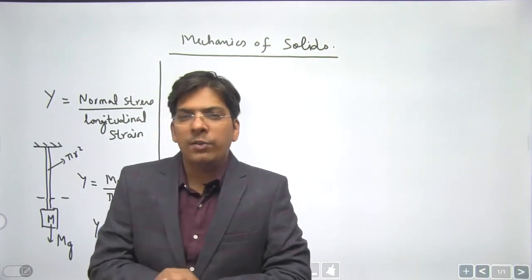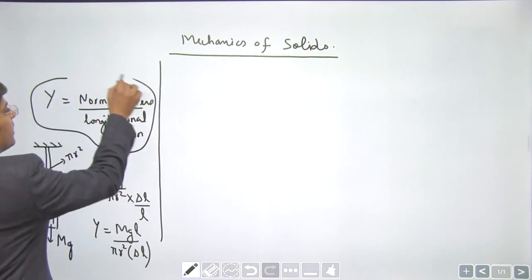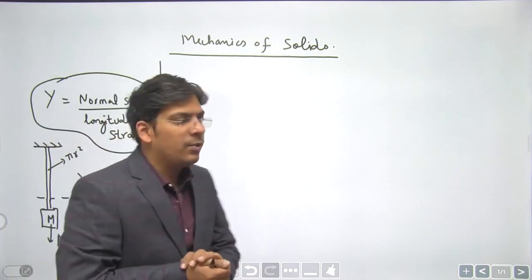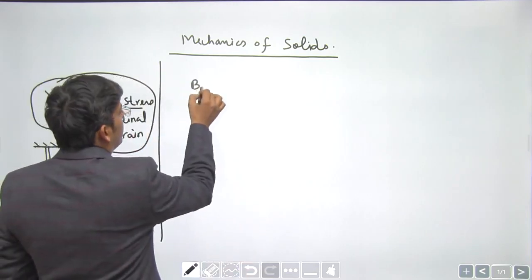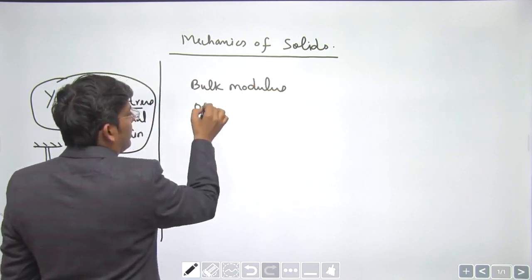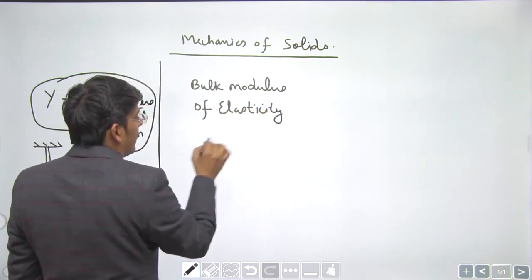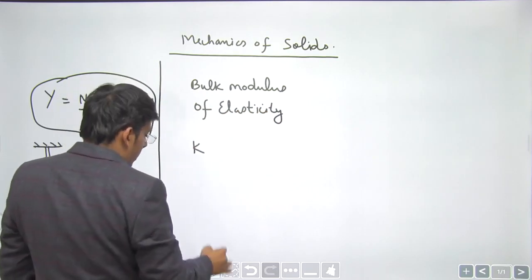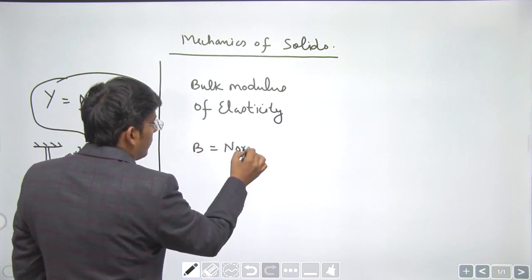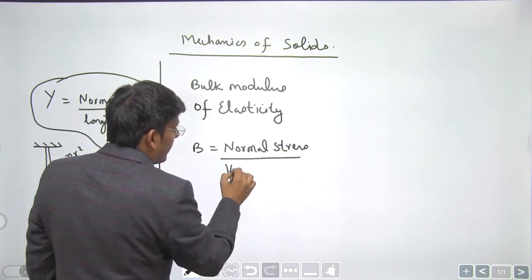Now this was longitudinal strain. Young's modulus of elasticity was actually normal stress divided by longitudinal strain. This formula is applied in case of stretching of a wire. Now we have bulk modulus of elasticity. It is denoted by either B or K. Let us use B only. Bulk modulus of elasticity is going to be normal compressive stress divided by volumetric strain.